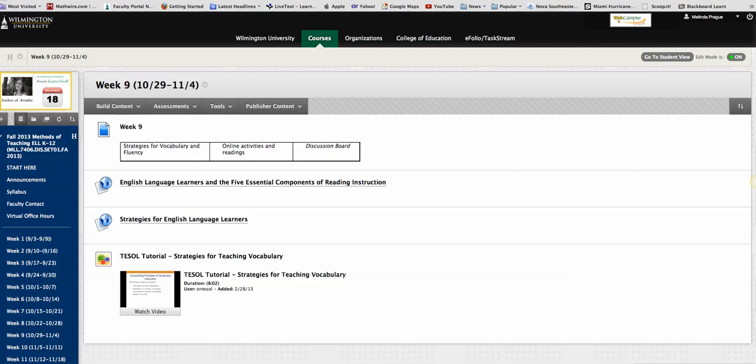As you can see, I've clicked on week 9 on the left-hand side of our Blackboard menu. And week 9 gives you the opportunity to explore strategies for vocabulary and fluency. And hopefully this is helpful to you as you are preparing and continuing to prepare your lessons for delivery. So you will be doing some online activities and readings, as well as participating in the discussion board.